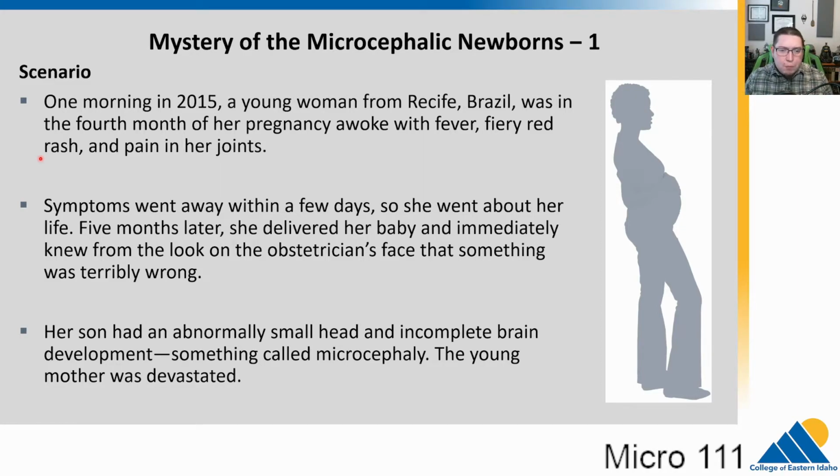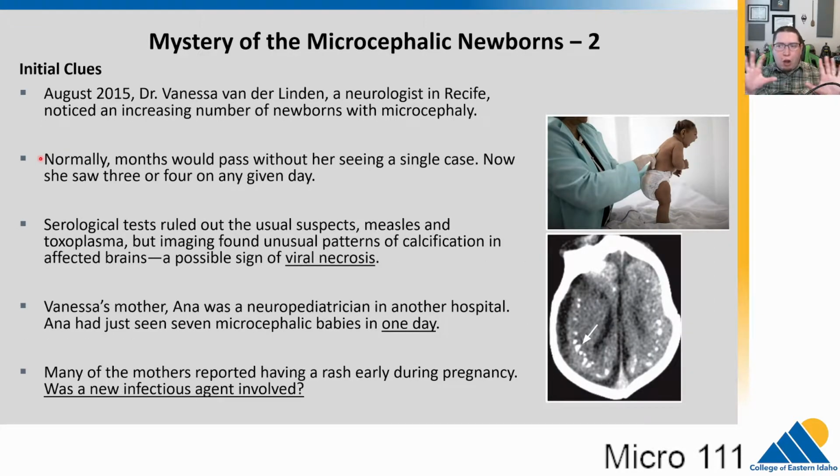5 months later, when she delivers her baby, everyone knows that something is wrong with her child. Her son has a very small head, and because of this, there will be incomplete brain development, which is something we call microcephaly. So she's, of course, devastated by this, but what caused this? Well, we're going to talk more broadly. Here's an image of microcephaly, so you can tell the proportions here are quite off for this child. The head is exceptionally small.